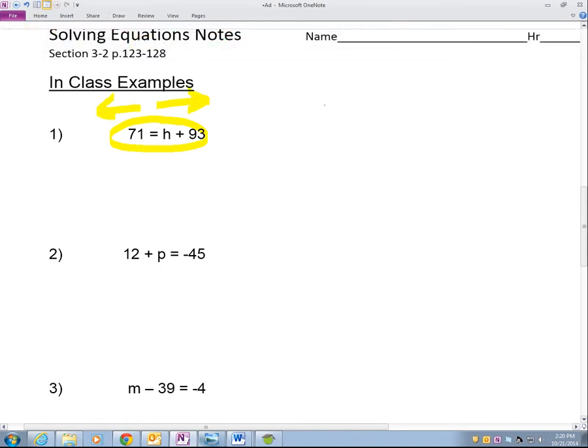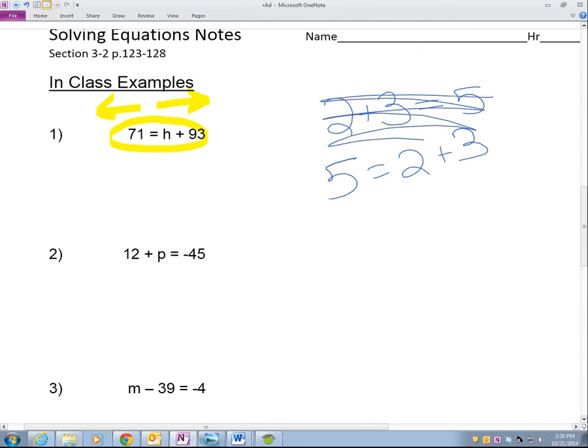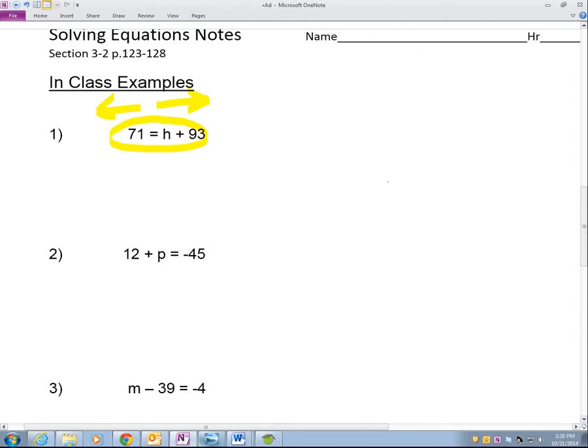Because when you have 2 plus 3 equals 5, is that different than 5 equals 2 plus 3? No, it's the same thing. So, it doesn't matter what side the variable's on. What is happening to h? Jake, what's happening to h?